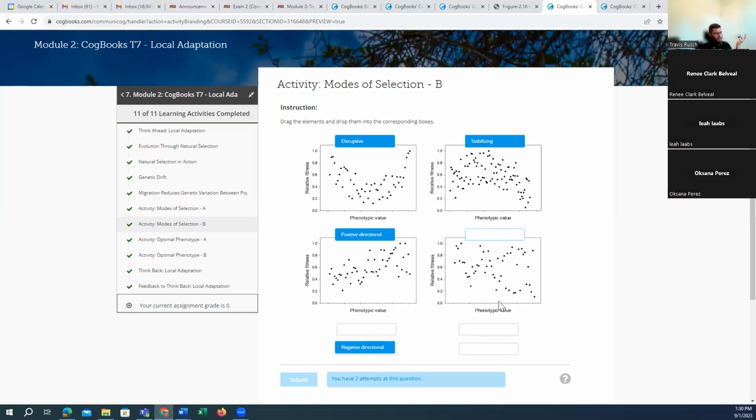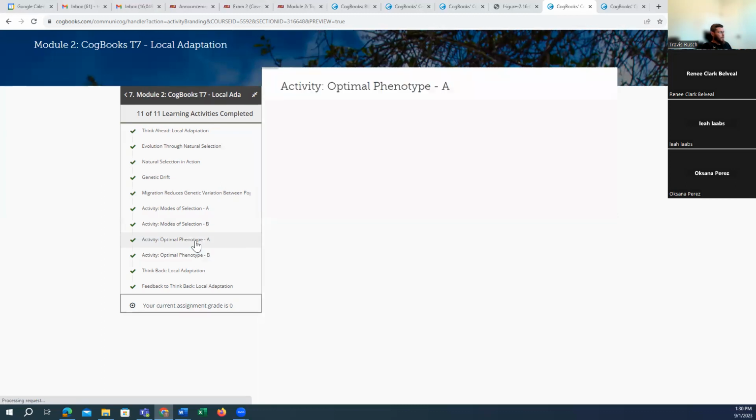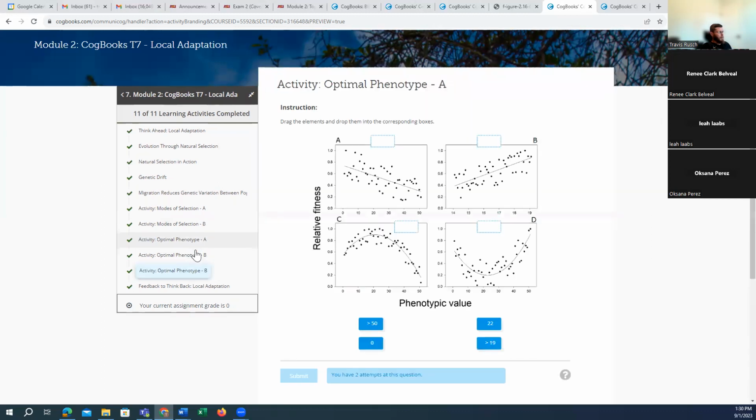Because as phenotypic value goes up, relative fitness goes down. Now, granted, this is kind of a messy plot, but I think we can see there are no values here and there are values down here, so it is going to be somewhat negative. But using real data, it's not always going to be clean. All right. So if we go into this one, what's different here?